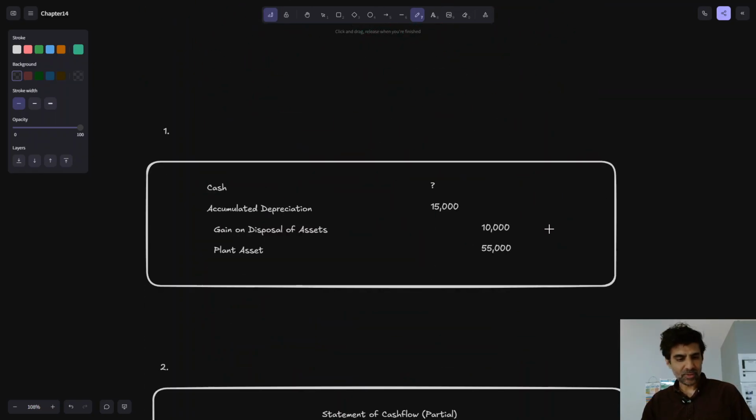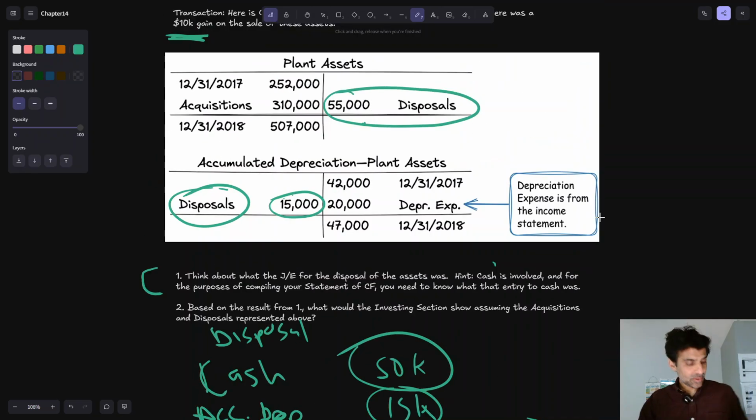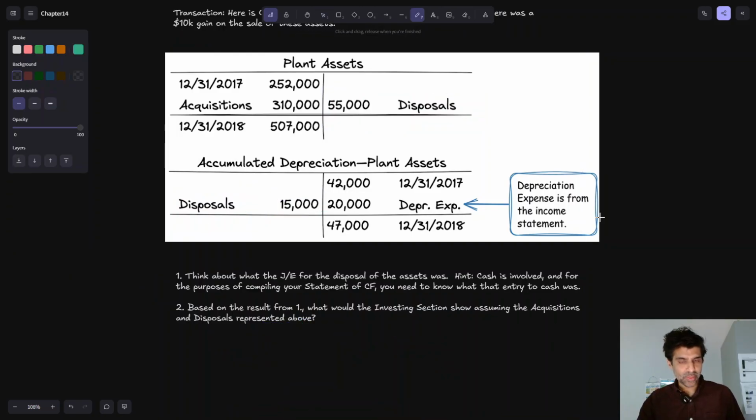So accumulated depreciation 15, gain. Yeah, so this is 50K. So yes, thank you, Tyler. That's great. Okay, so now that we have this cash from the disposal, what is our investing section going to look like? What investments? What are the components? We have acquisitions and we have disposals.